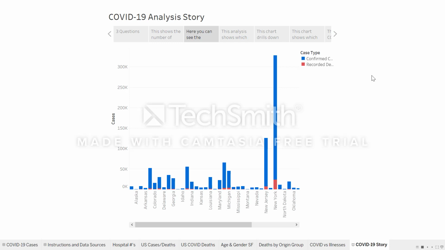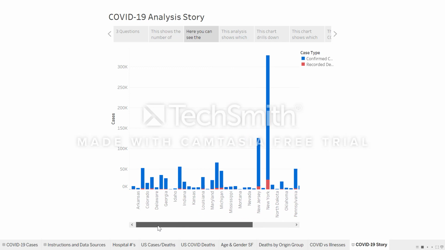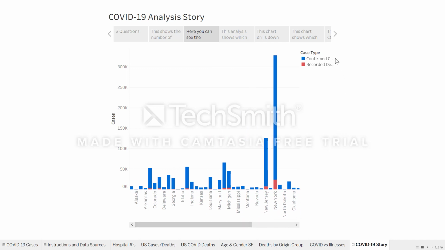The next chart is another bar chart that was created to analyze the number of confirmed cases of COVID-19 and the recorded number of deaths for each state in the US. Again, down here you can see the 50 states listed below. The confirmed number of cases is going to be in this blue color here, and the recorded deaths are going to be in red.